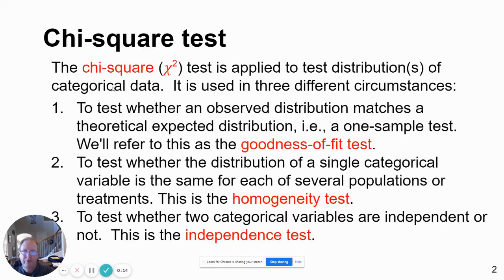Chi-square test is applied to a distribution of categorical data. So in this unit, we will be talking about categorical data, and there are three tests in this unit. On today's lesson, we're just going to talk about the first one. The purpose of the first one is to test whether an observed distribution matches a theoretically expected distribution. And this test is called the goodness of fit test.